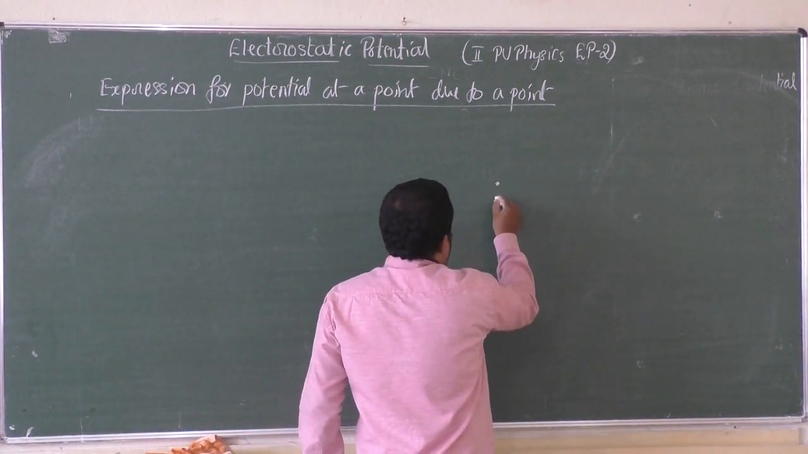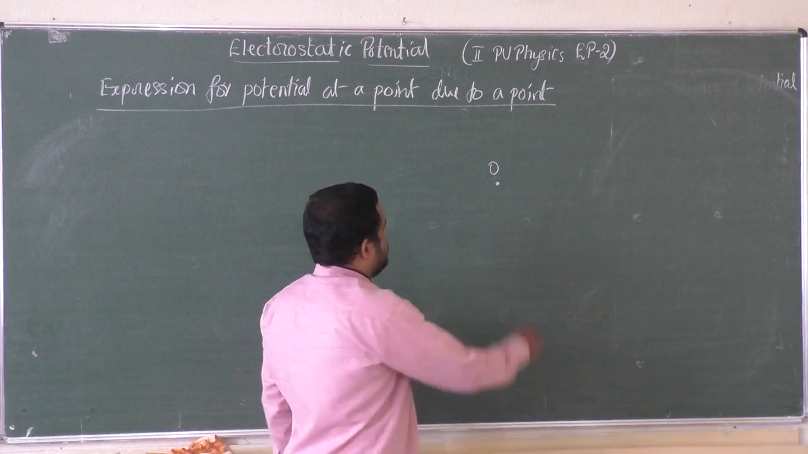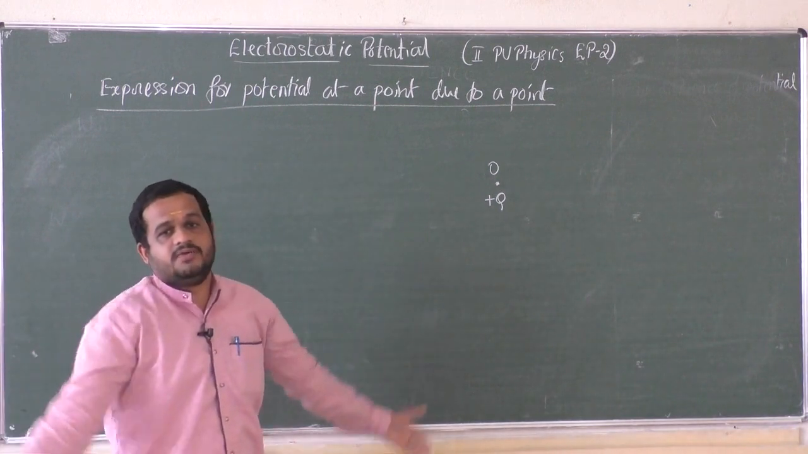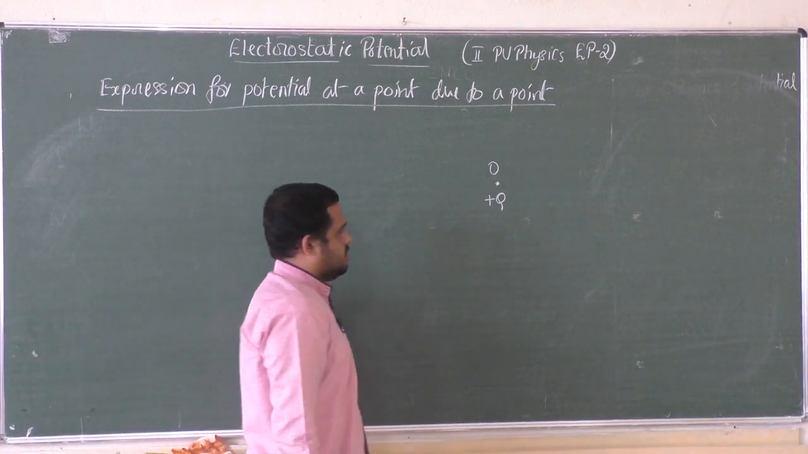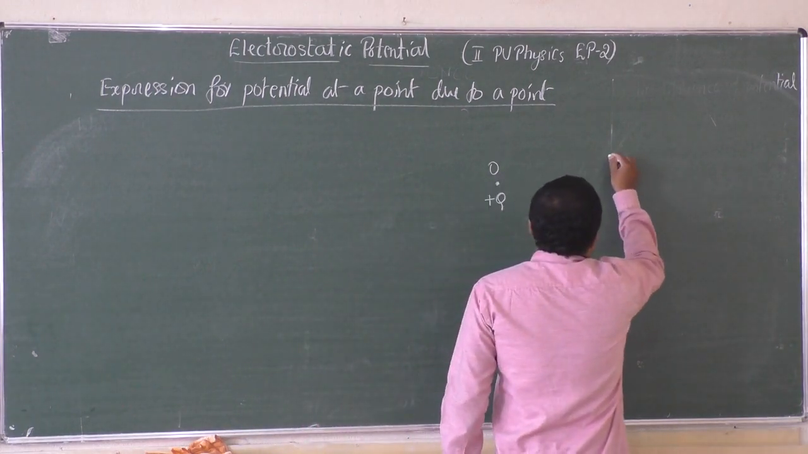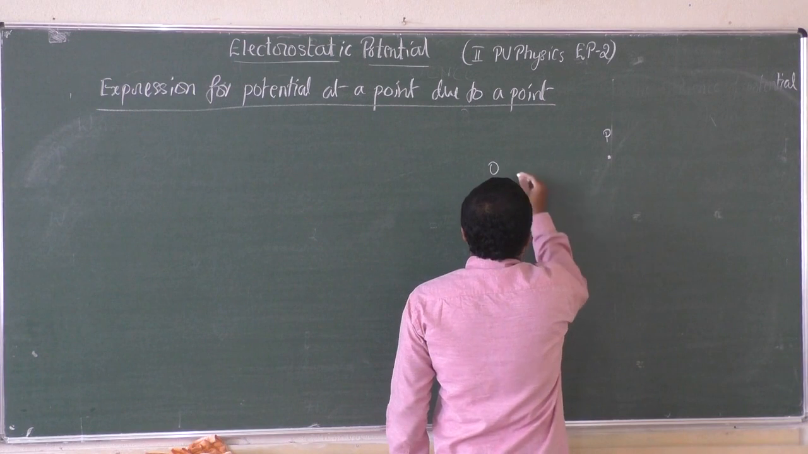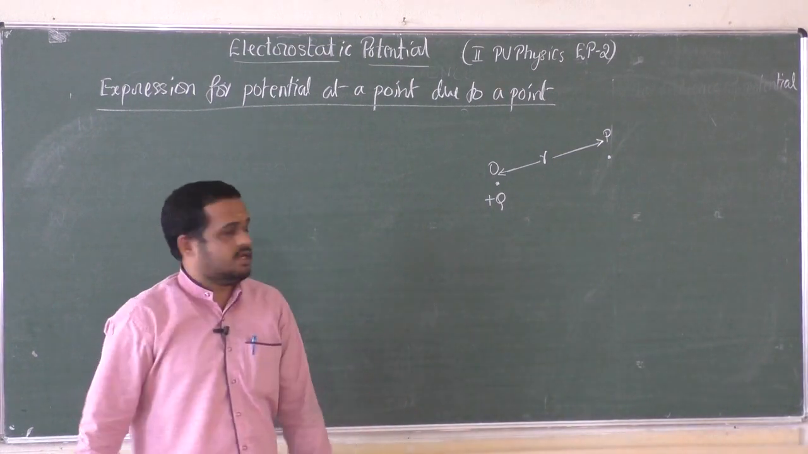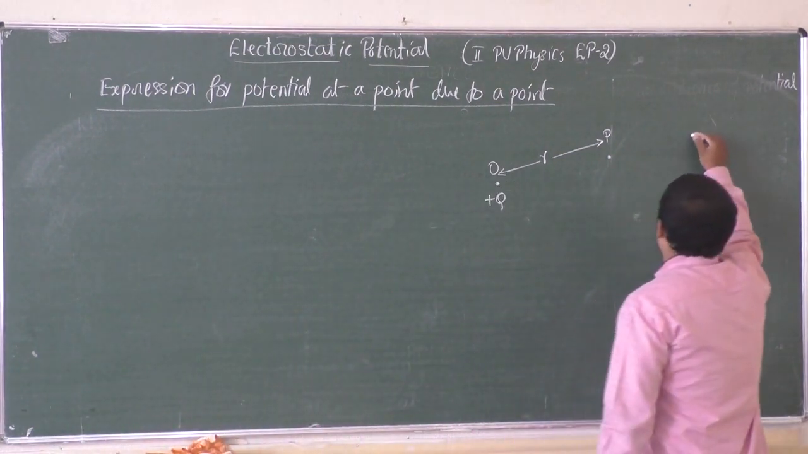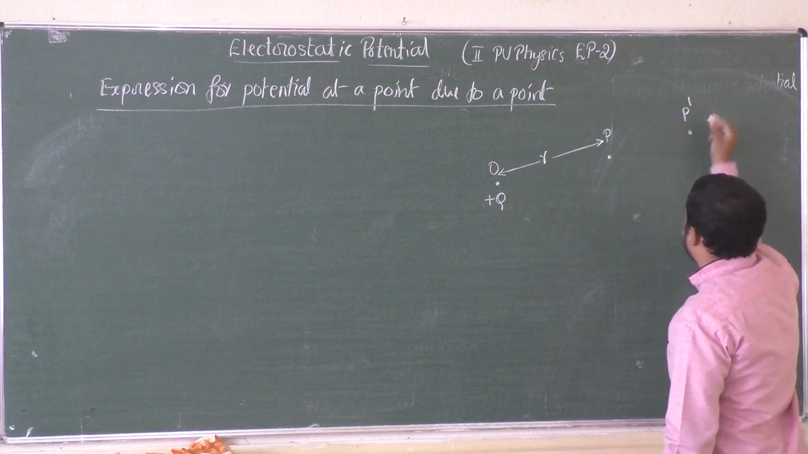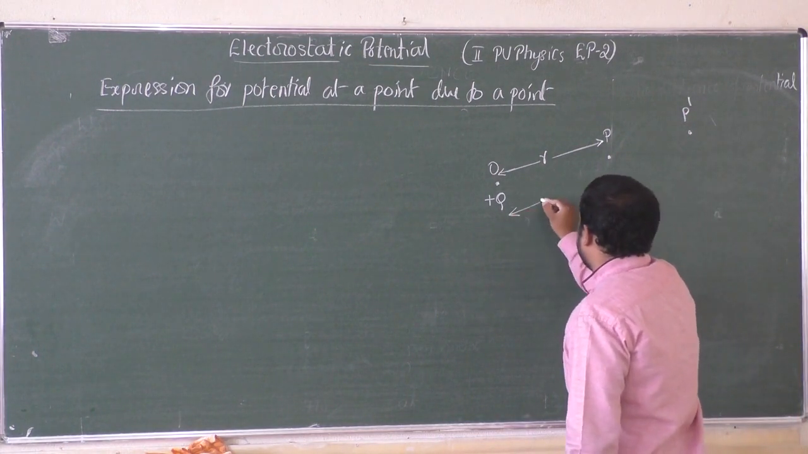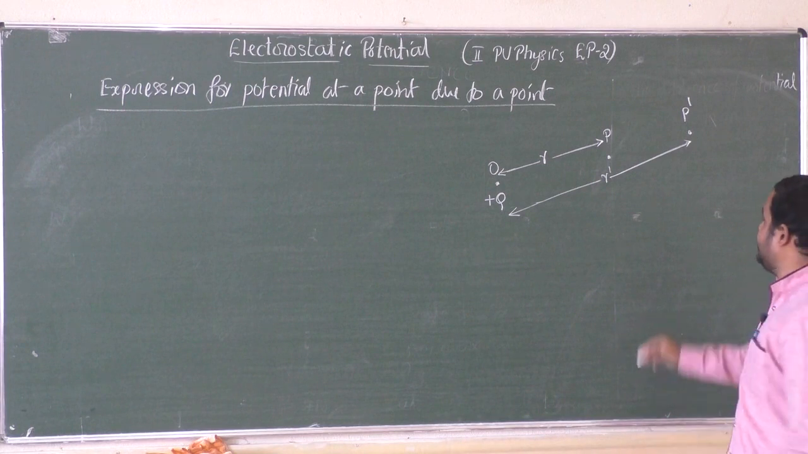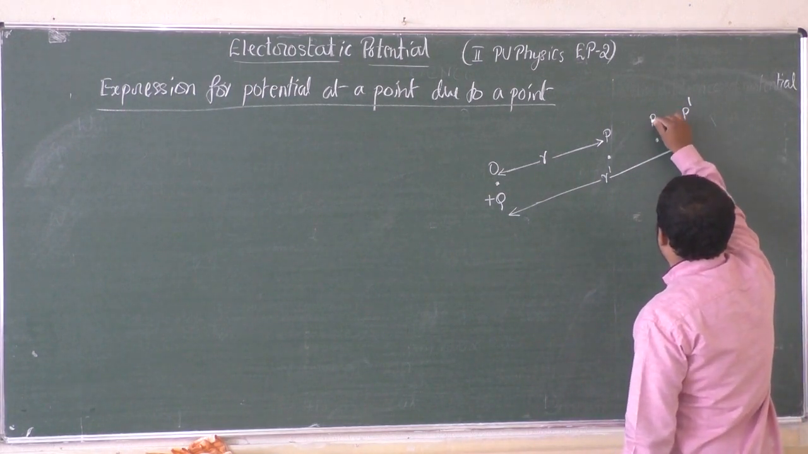Now, let us consider a point O. At point O, let us consider a source charge of magnitude Q, which will produce an electric field in its surrounding region. I'll consider an arbitrary point P at a distance of R from the source charge. Distance from the source charge to point P is equal to R. I'll consider one more point somewhere here, that is P dash. Let the distance from the source charge to this point be R dash.